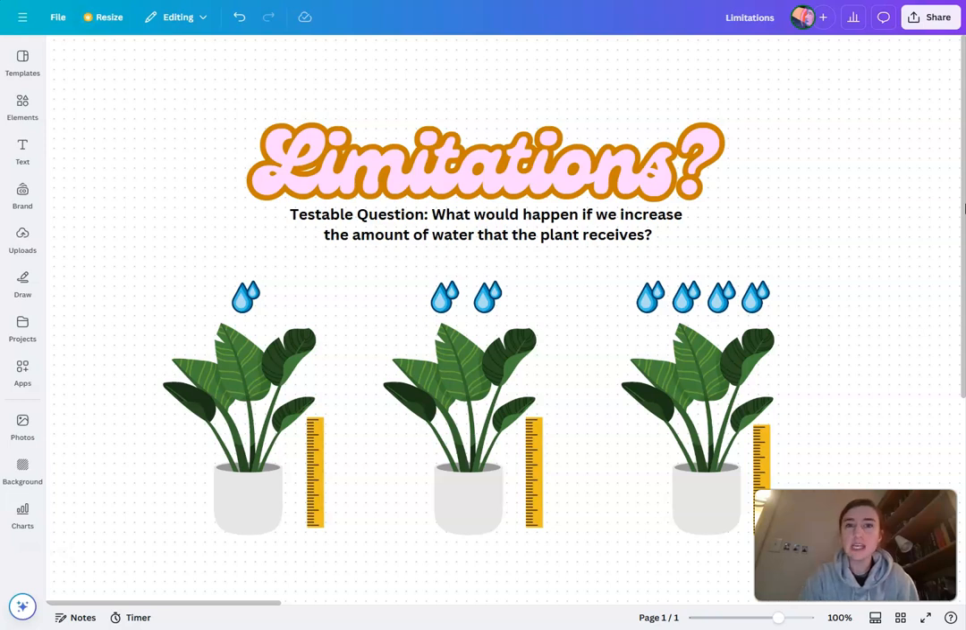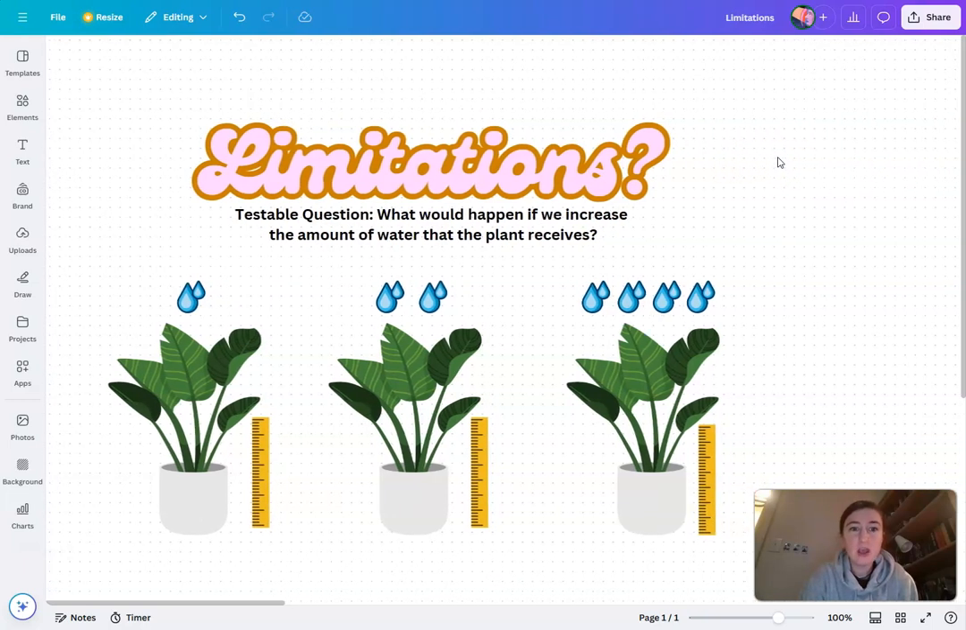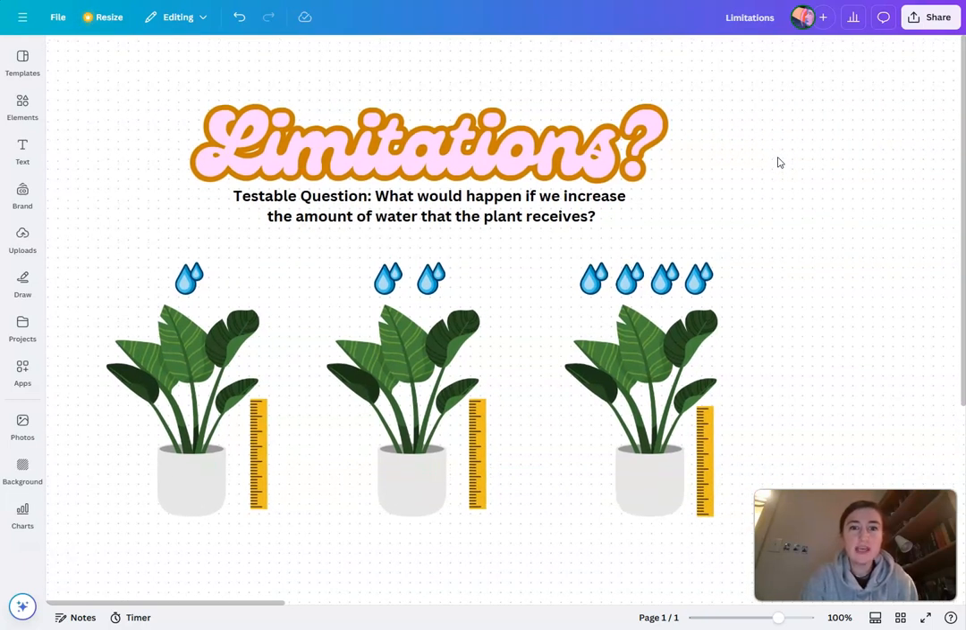So, limitations. Limitations are possible errors or things that could have made your results, your data, inaccurate. So incorrect or not as exact as you want your data to be, okay? So for example, let's take this scenario. Our testable question here is what would happen if we increase the amount of water that the plant receives?